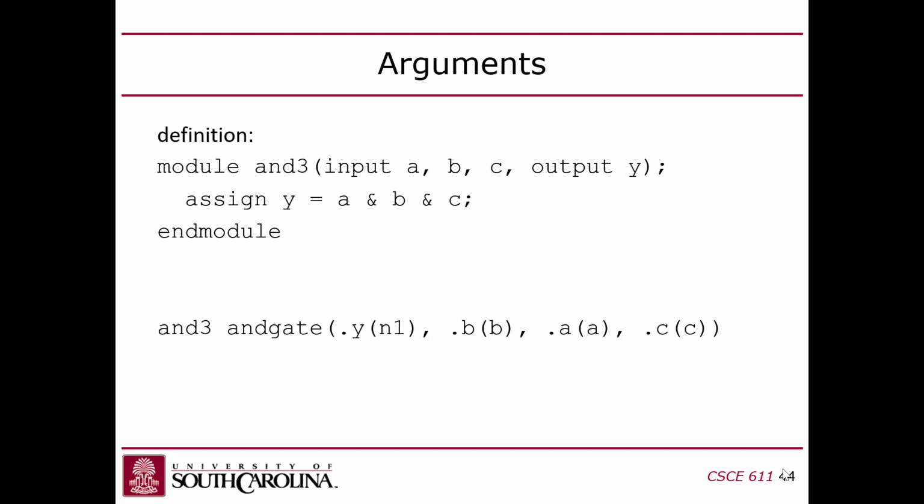Okay, so this is an example of how you declare a module. So here's a module that I've declared. And this is an example of how I would instantiate that module. So each module is going to be in its own file. That's the convention. So this would be in a file called and3.sv. The extension is sv, SystemVerilog.